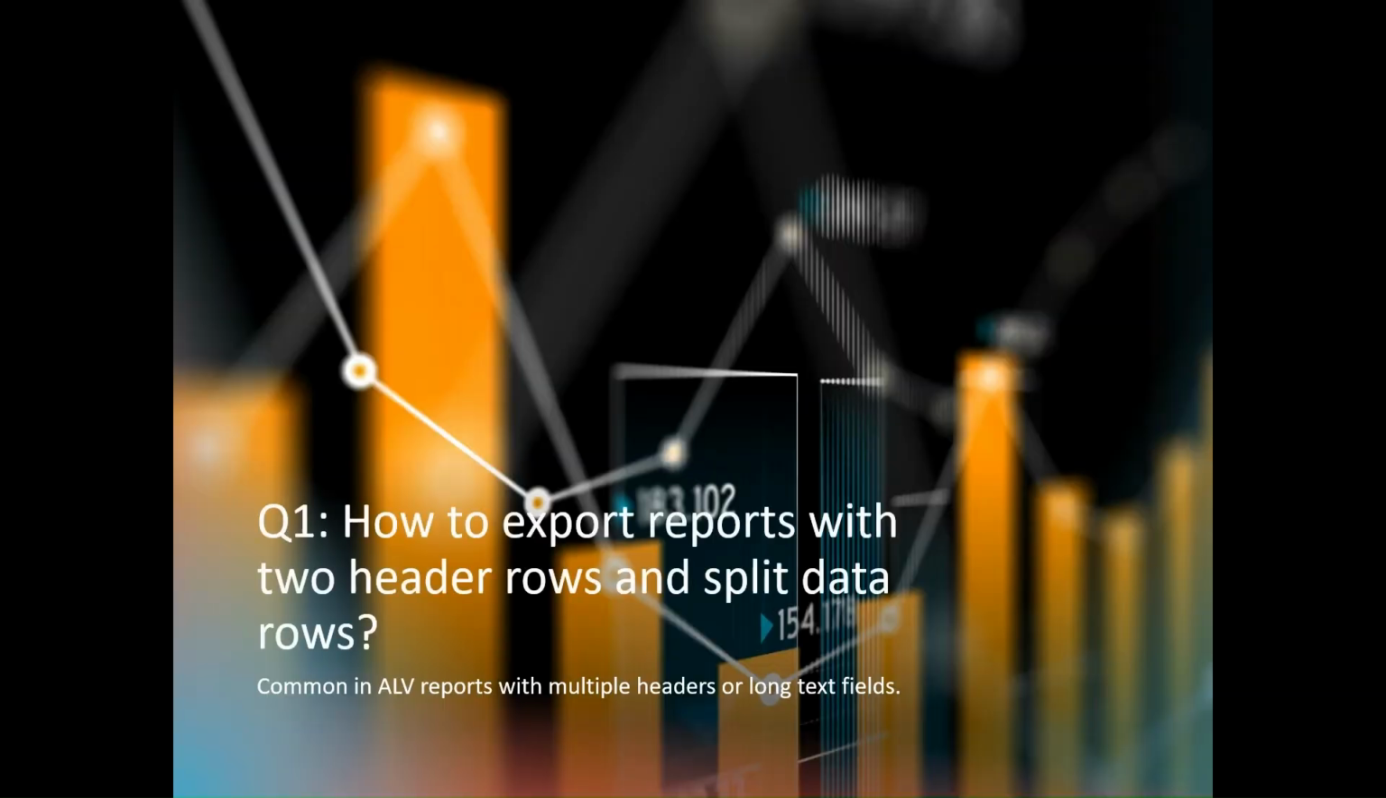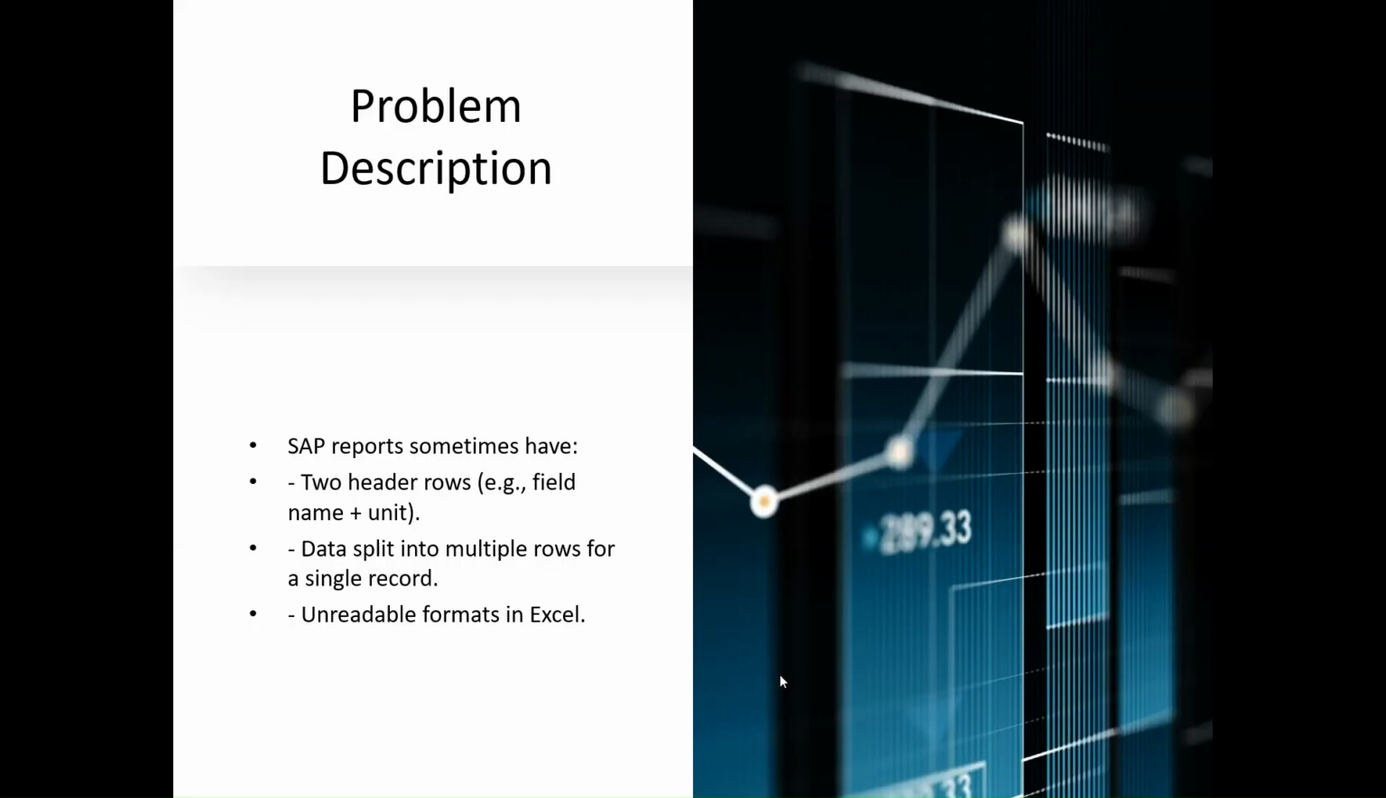So the first question is how to export reports with two header rows and split data rows. This normally occurs in ALV reports with multiple headers. Now we will be giving the solutions for this type of problem. The basic problem description is sometimes SAP reports have multiple headers, for example, the field name plus unit, and data can be split into multiple rows for a single record. And when you extract it into Excel, it is normally in unreadable format.